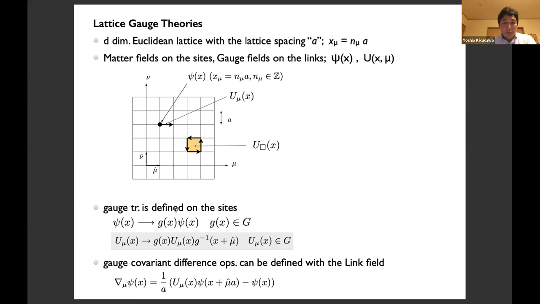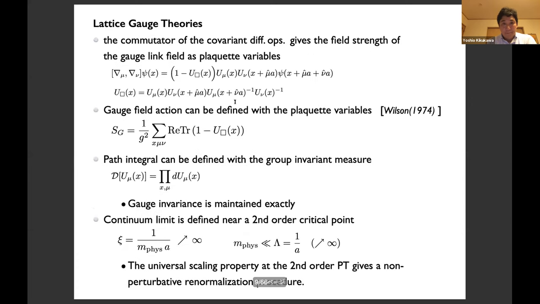The gauge transformation is defined on each lattice site like this, where g belongs to the gauge group itself. The gauge transformation for the link field is defined by this formula. Then we can define the gauge covariant difference operator with the gauge link field like this. Then we can compute a commutator of the covariant difference operator to give the field strength of the gauge link field as a plaquette variable. If you compute the commutator of the covariant difference operator on the field psi(x), you get this factor, which is defined by the product of the link fields along the minimal area.